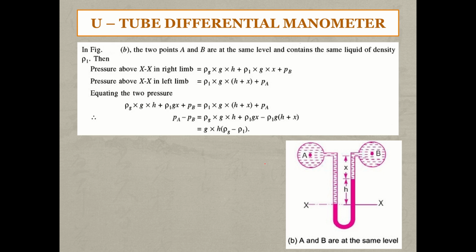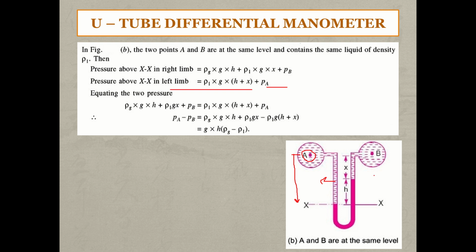So if you see what is the pressure on the left hand side, it will be the pressure due to A, that is Pa, plus the pressure because of this liquid. Since they are at the same level, let's say that the liquids are also the same. So it will be Pa plus rho 1 g (x plus h), because from here till here the distance is x plus h. So it's Pa plus rho 1 g into (h plus x).